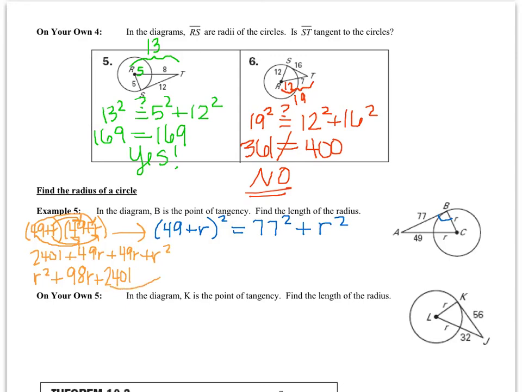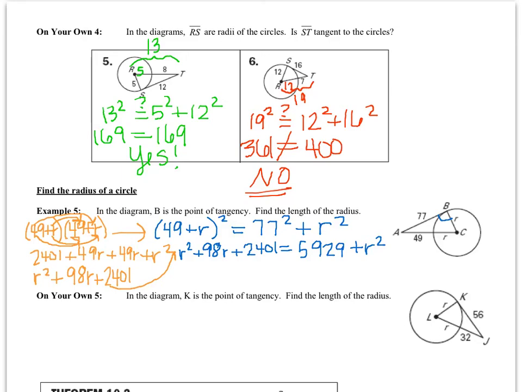So this is really this side right here. I had to use FOIL to find that. So I've got r squared plus 98r plus 2,401. I know I'm not lining up my equal signs as a math teacher. It bothers me a little bit. Equals 5,929. That's 77 squared plus r squared.